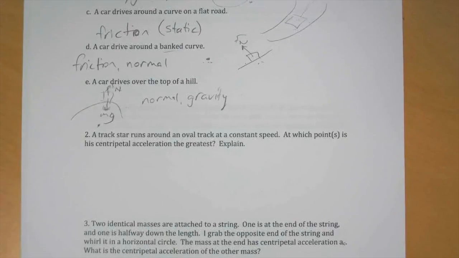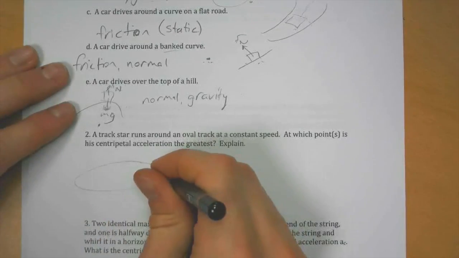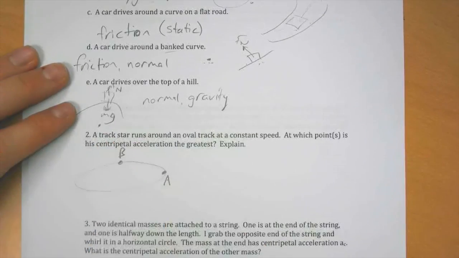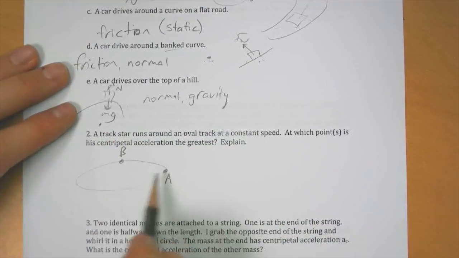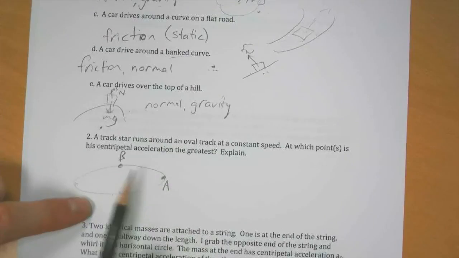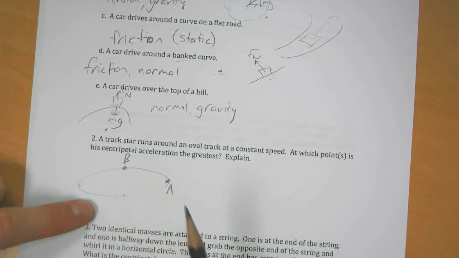Continuing on, we have a track star running around an oval track at constant speed. At which point or points is his centripetal acceleration the greatest? So, oval track, I'll call this point A, this point B. And this point and this point would be the same. Now, most people correctly say that it's one of these 2 points, A or B.